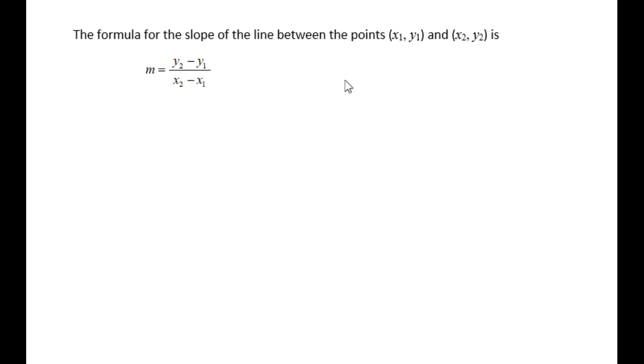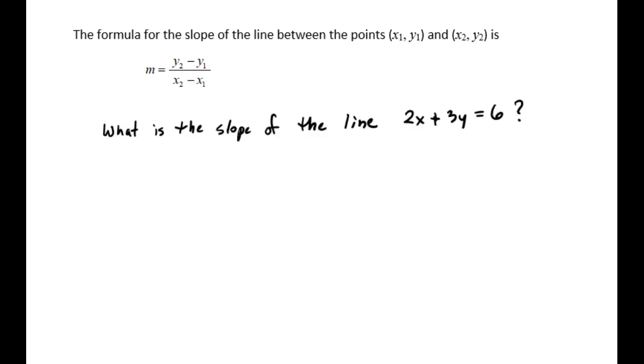In this video, we're going to look at the slope-intercept form for the equation of a line. We just looked at the slope formula to compute the slope given two ordered pairs on a line. Here's that formula. Now we want to look at how we can find the slope of a line if we're given the equation of a line. For example, what is the slope of the line given by the equation 2x plus 3y is equal to 6?